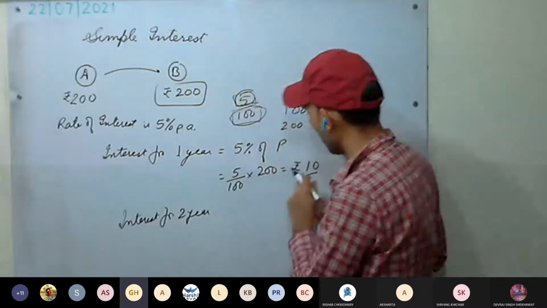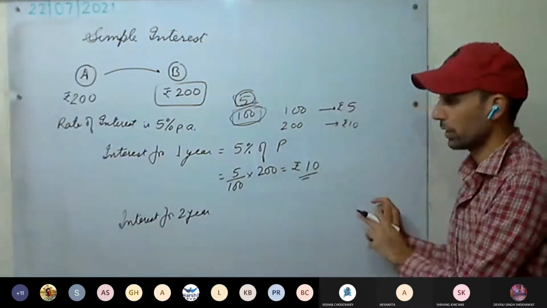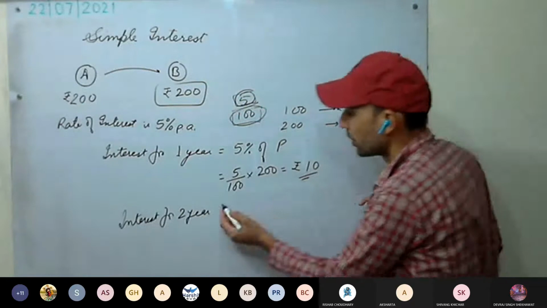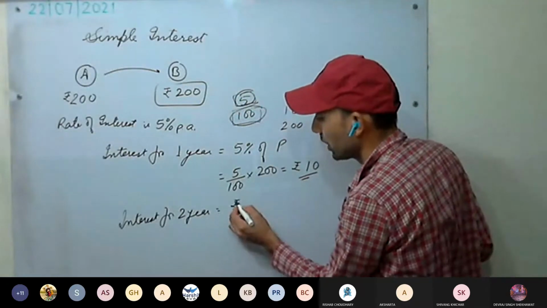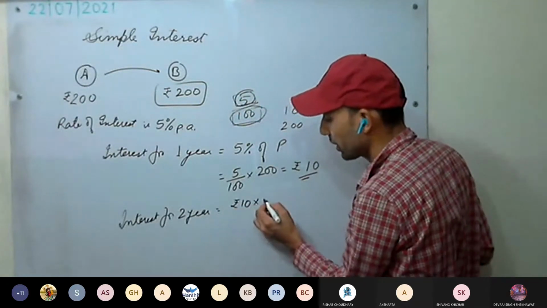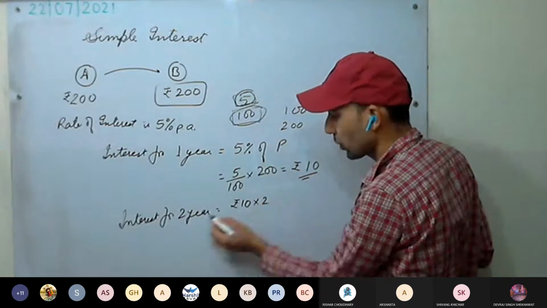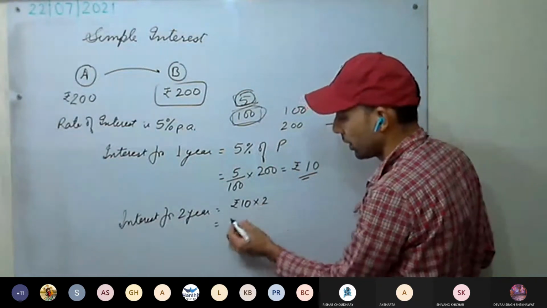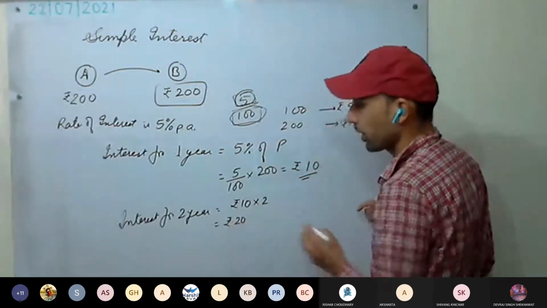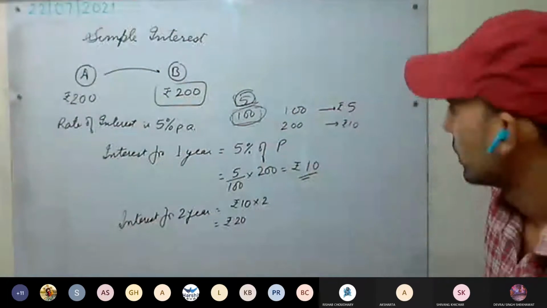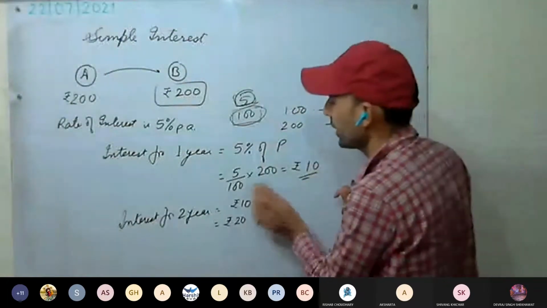20 rupees. We'll multiply by 2, 20 rupees. So interest for 1 year multiplied with 1 more year, that is for 2 years, it will be into 2, rupees 20.